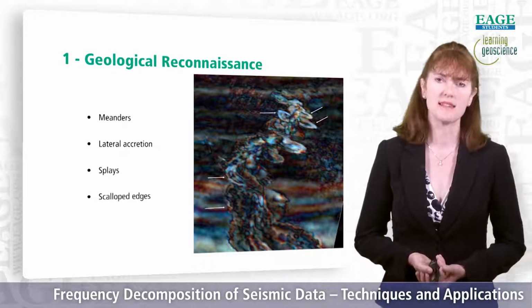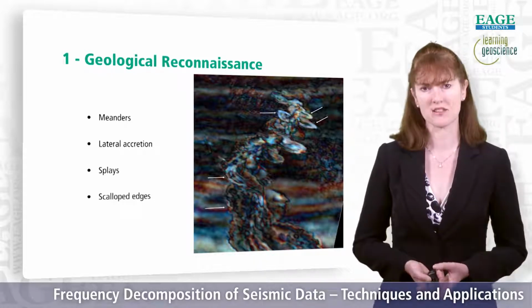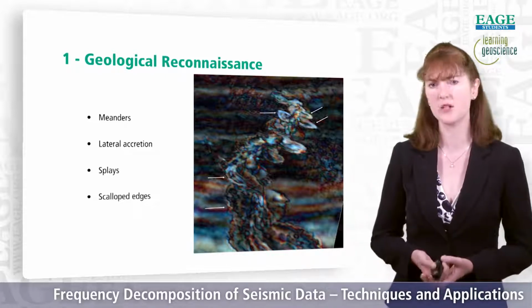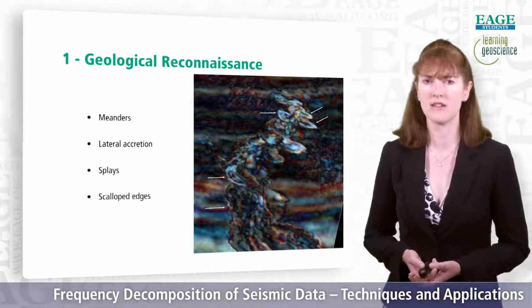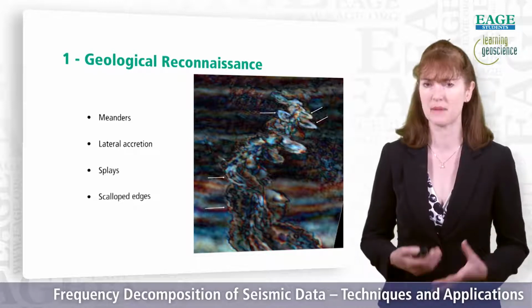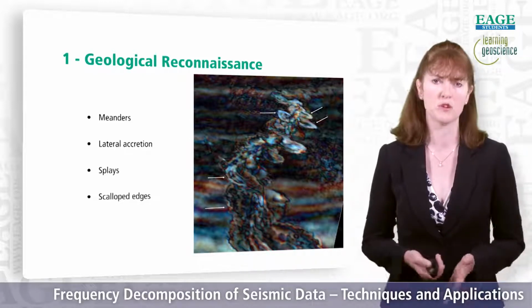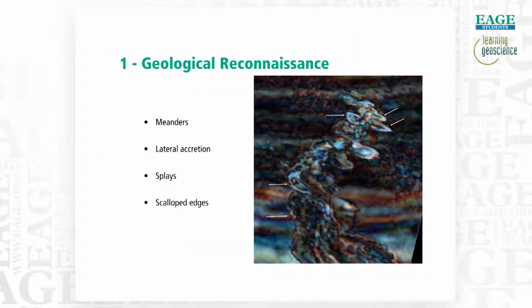So on the bottom right hand side here, we've got another complex channel system, and again, quite easily we can see the meander loops, we can see areas of lateral accretion, we can see splays coming in, and we can also see scalloped edges towards the bottom, indicating slumping that we've got coming down in those zones.